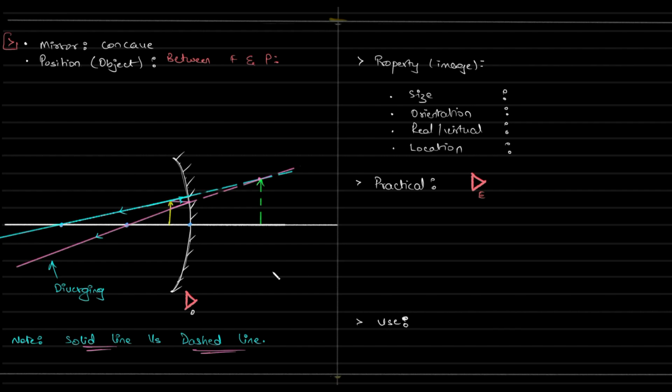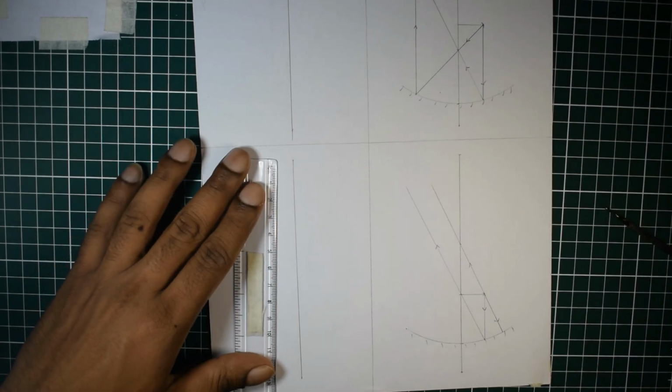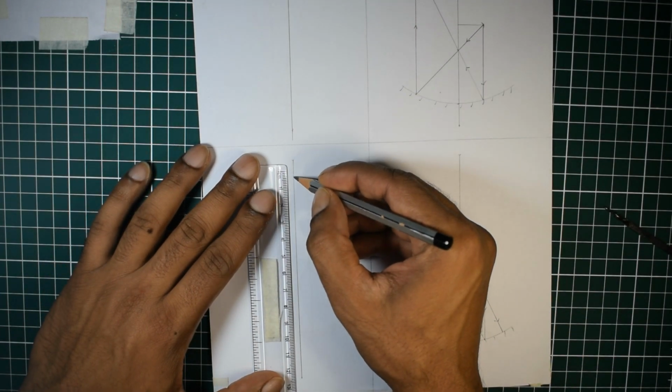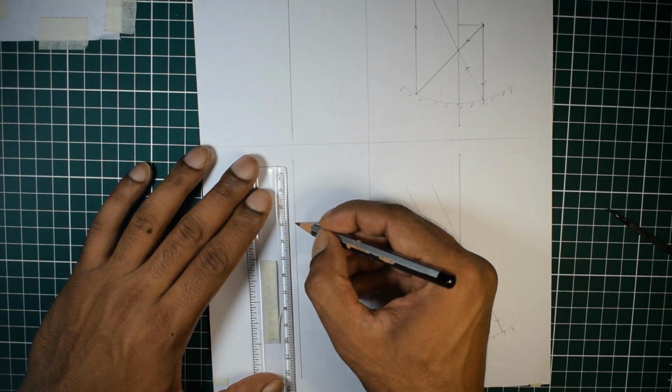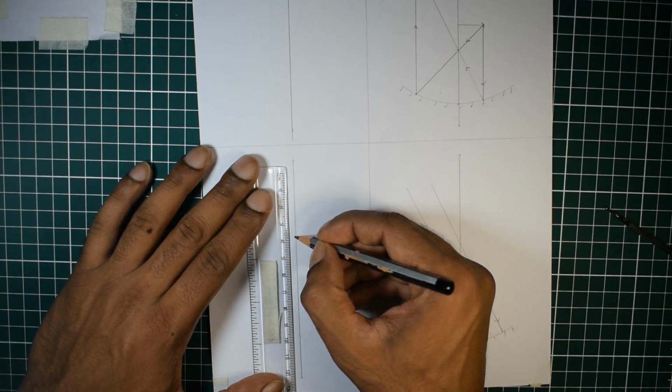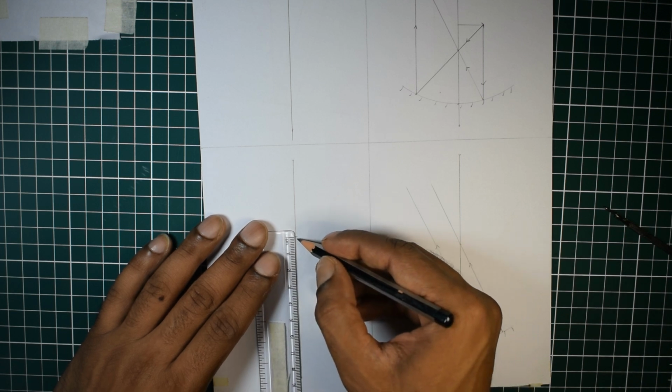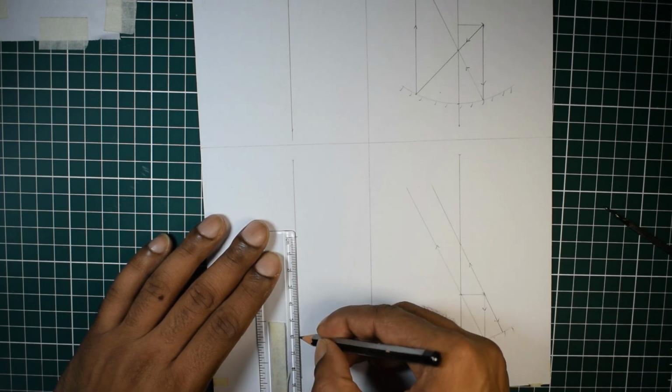So what else do you need to know? Size is enlarged. Okay, so pretty much this is what it is. So never ever forget to draw dashed lines behind the mirror. So how do you do this practically on a sheet of paper? As usual, we'll start with a 15 centimeter or more line. Next, we need to give a bit of gap, is it not? Because the image is behind the mirror.